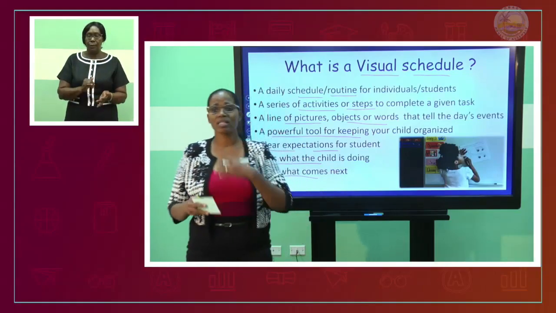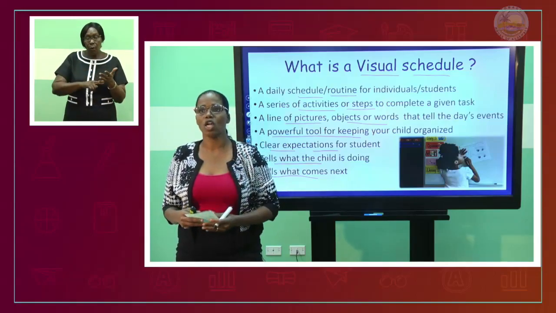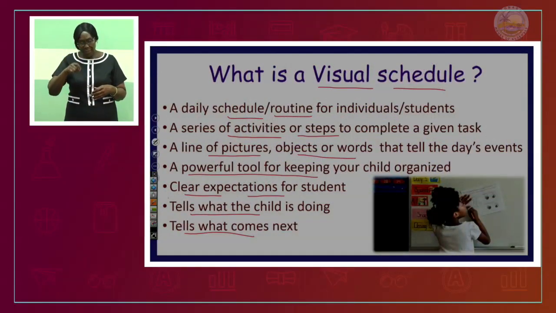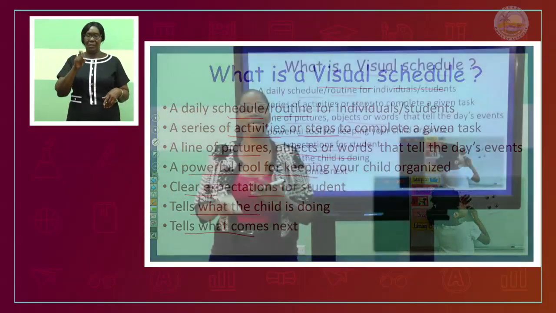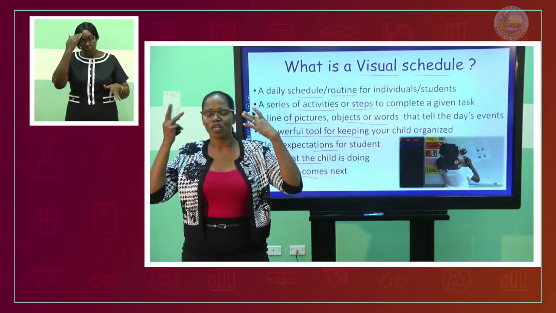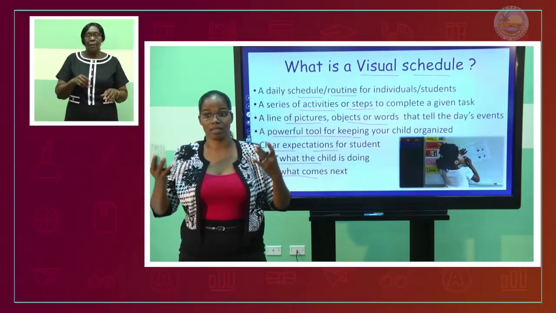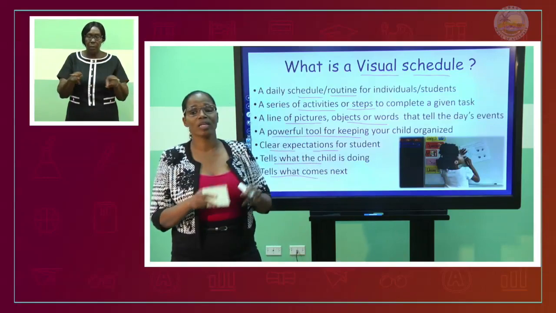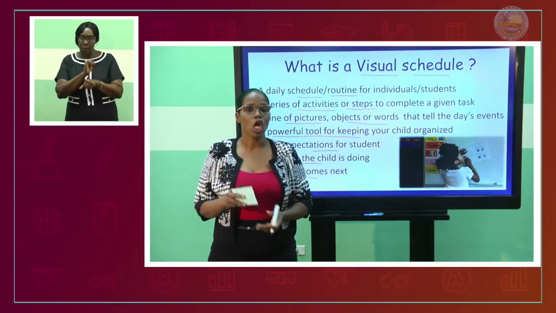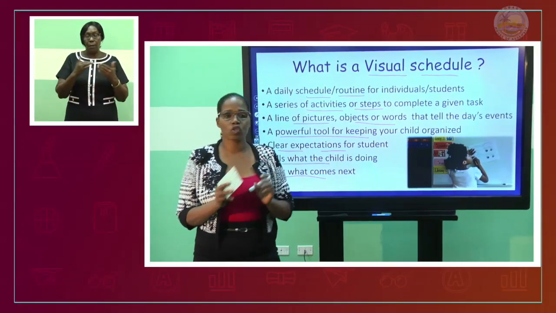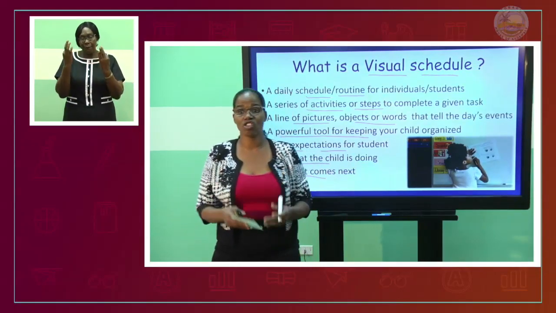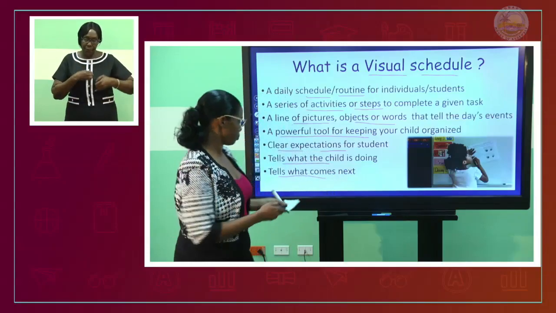It also tells what comes next. Now, children need to know what is happening. We may think that they do not need to know, and we may just be telling them do this or do that, but when they know, the mindset is fixed to do what needs to be done. And it also tells when the work has been completed. Now, for visual schedules, we can also have chores, and you can also have family time and other things that the child enjoys doing.